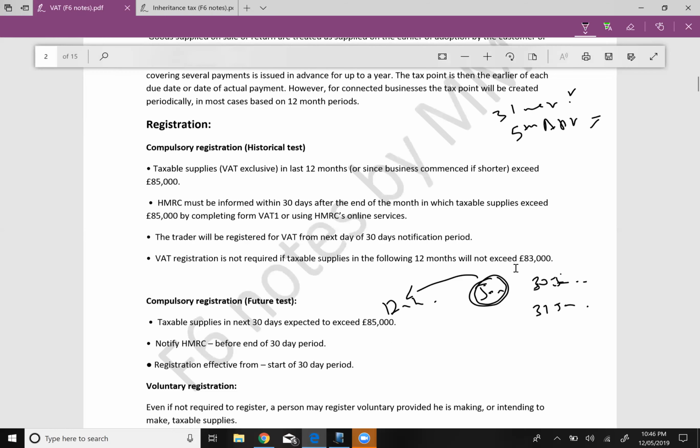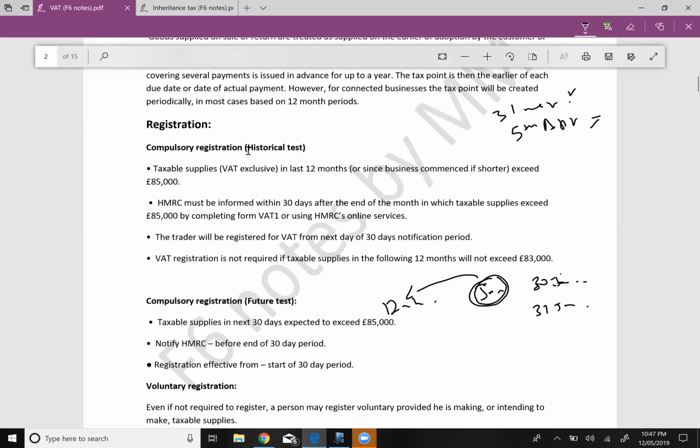So this way you can avoid registration, even though the threshold has been exceeded in the previous 12 months, right? You told them that in the next 12 months your turnover will not exceed £83,000. So now registration will not be compulsory on you. It is not required.